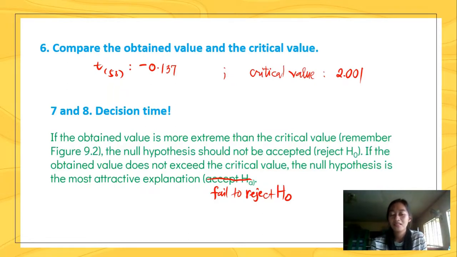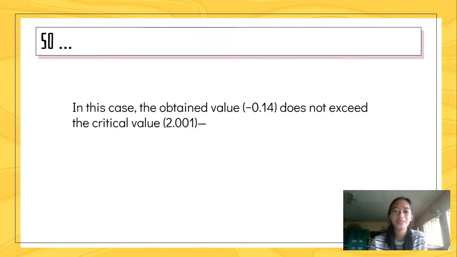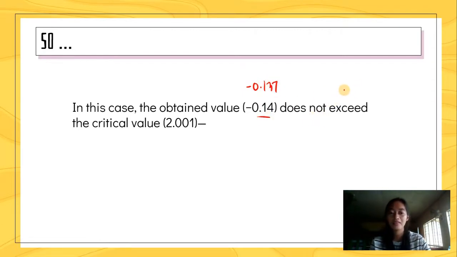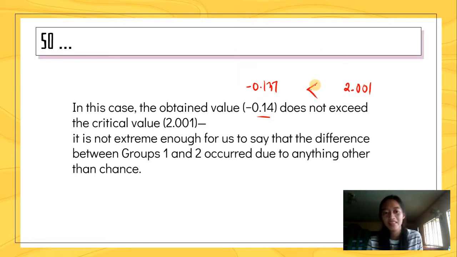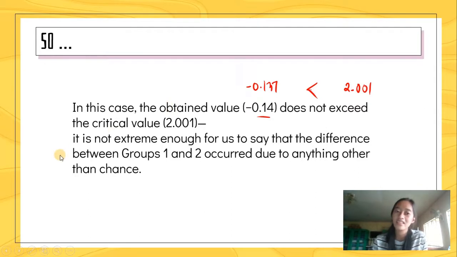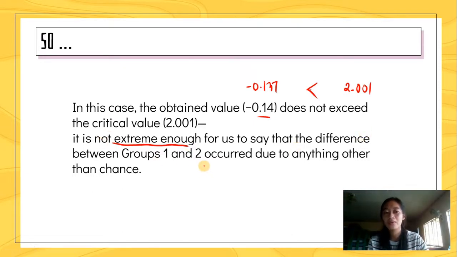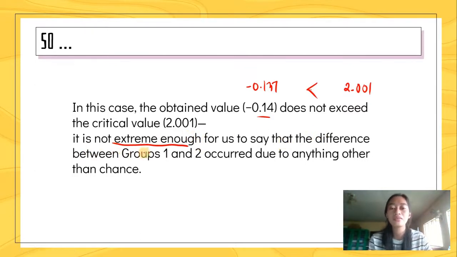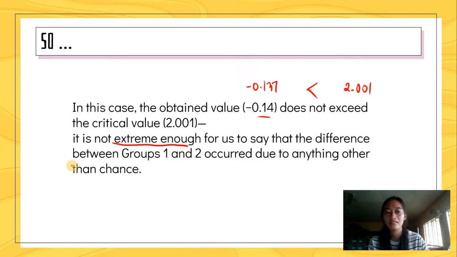That's the term. So what happened here is we obtained a t-value of negative 0.137, and our critical value is 2.001. It is smaller than 2.001. So we don't have enough evidence against the null. It is not extreme enough. It is not strong enough to say that there is a difference between your group 1 and 2, or that the difference between groups 1 and 2 occurred due to anything other than chance.